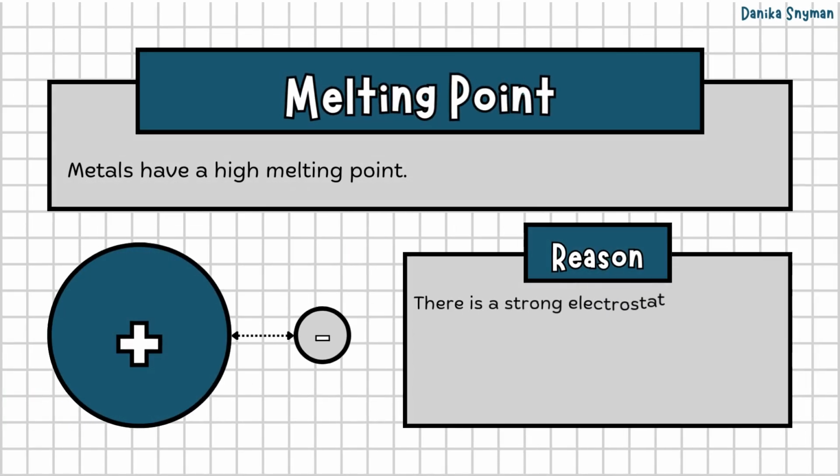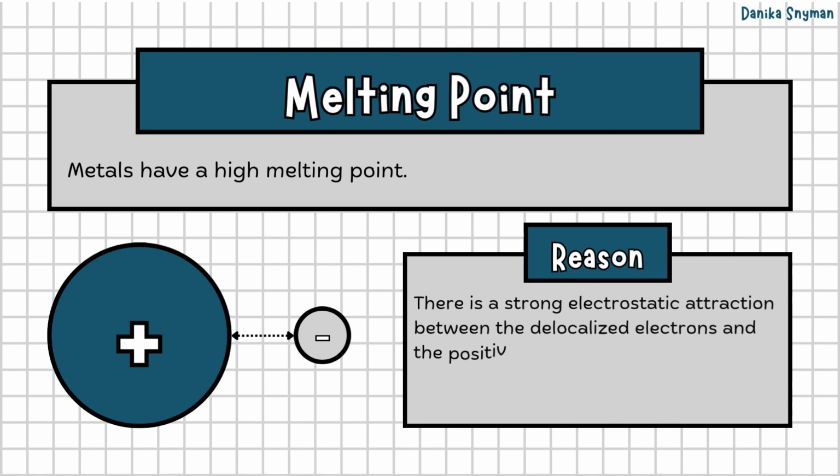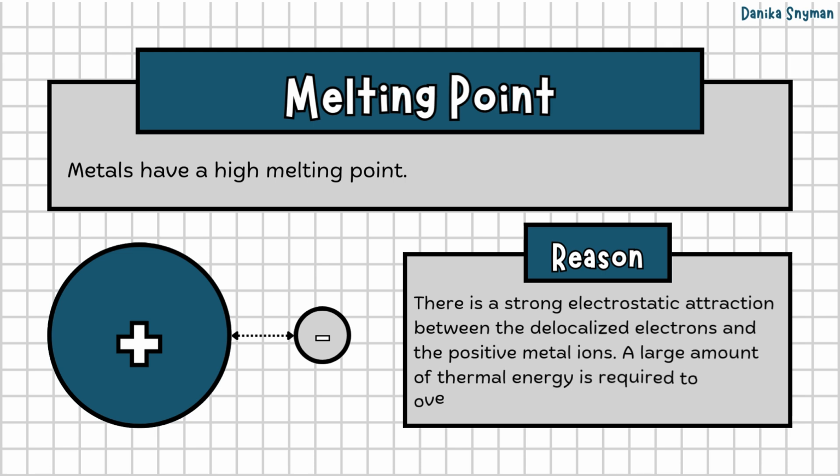Metals also have a high melting point. This means they need a lot of heat to melt. Why? Because there is a strong attraction between the free electrons and the metal ions. It takes a lot of heat to break the strong force.